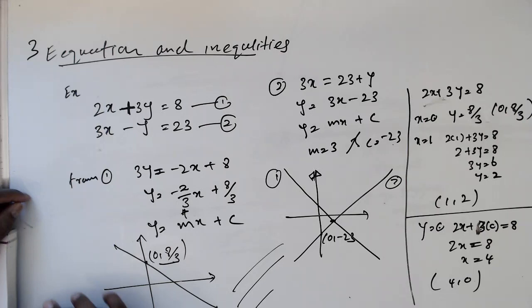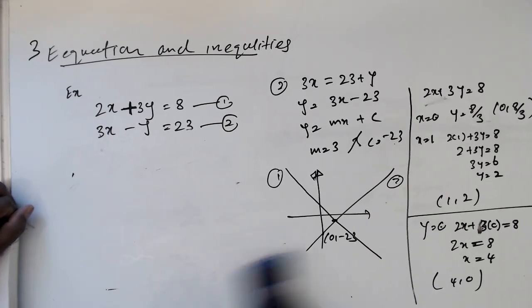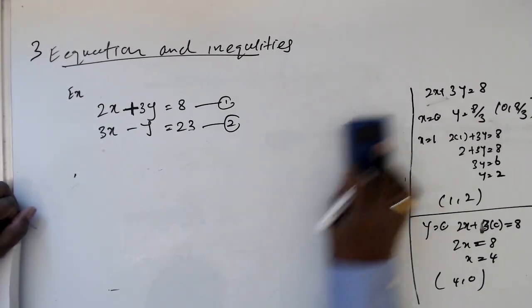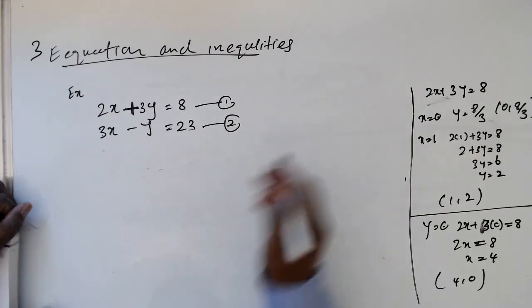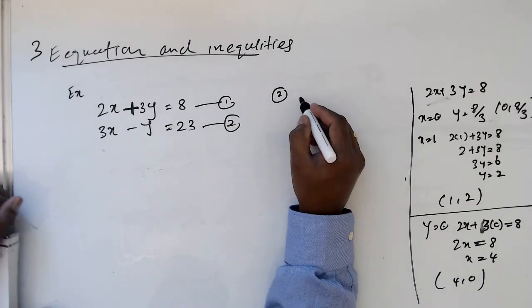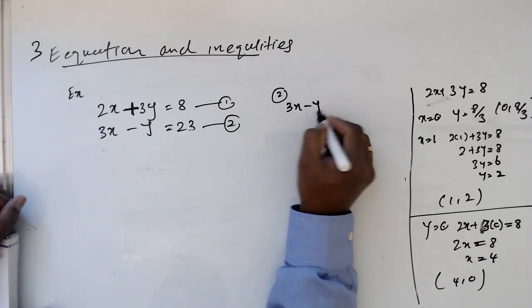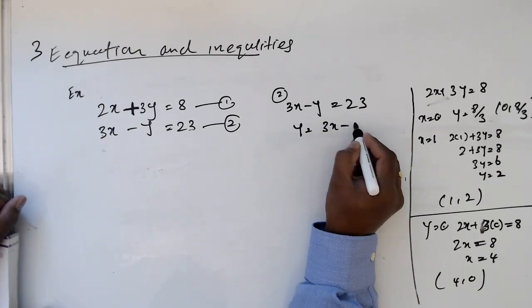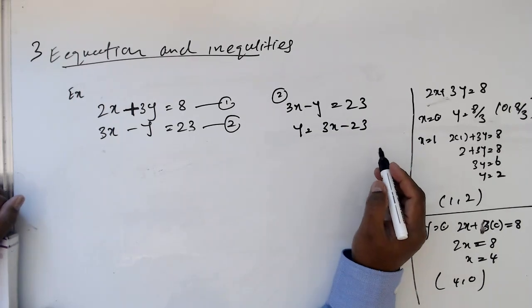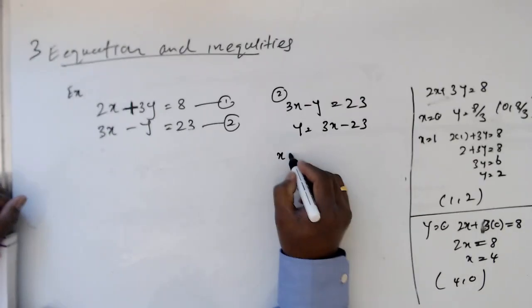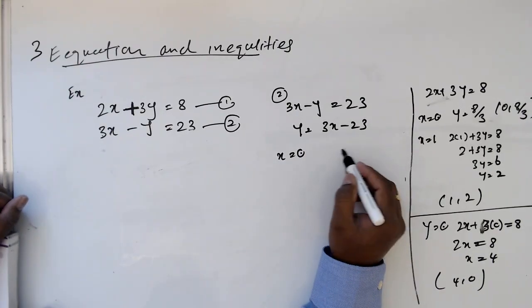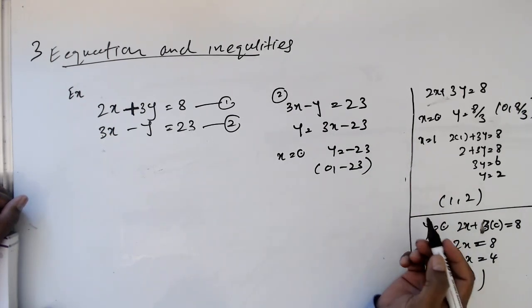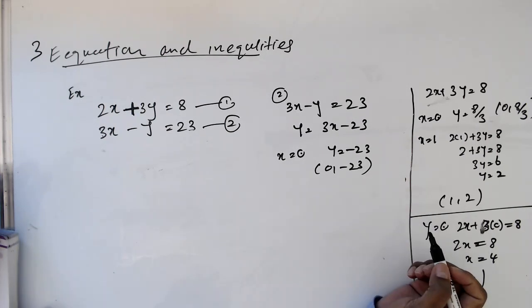Now we'll find good points for equation number 2: 3x minus y equals 23. Then y equals 3x minus 23. So when x equals 0, y equals minus 23. So (0, -23) is not a decimal. There are no decimal numbers, so we can easily mark it.